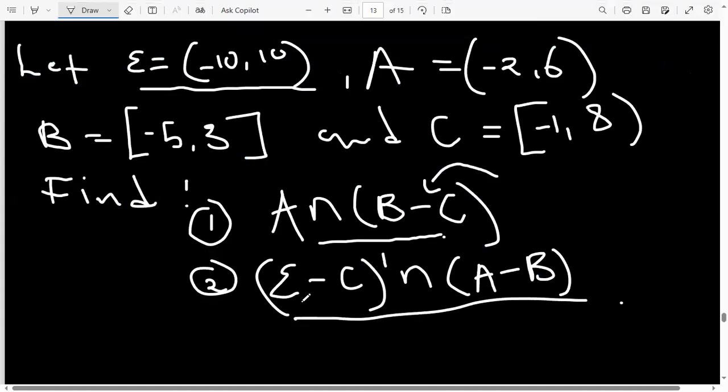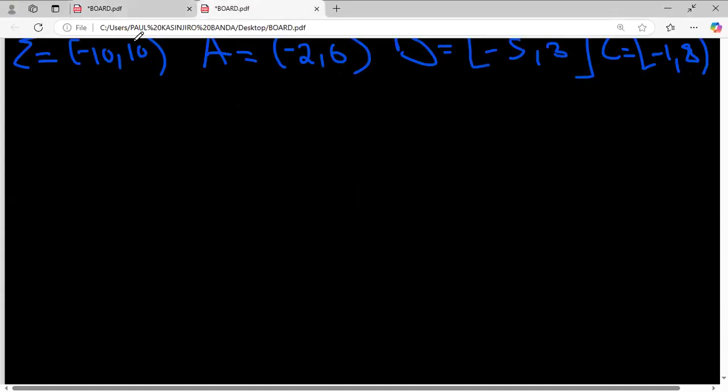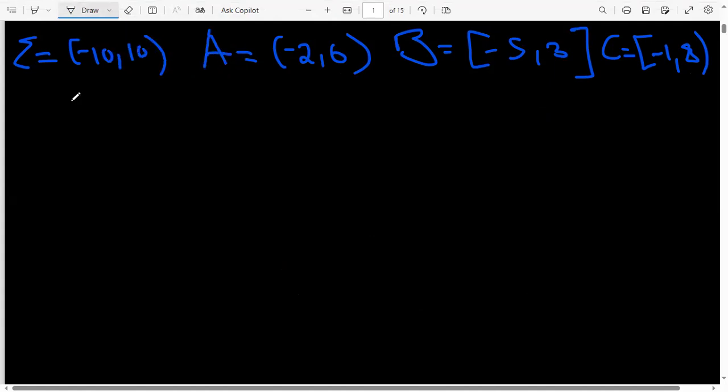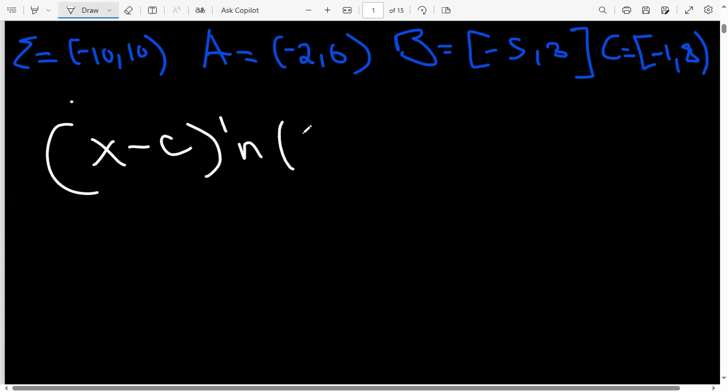So they are saying the universal set intersection C, and then we have the complement outside, and then intersection, and then we have A minus B there. So we need to simplify this set first of all, and then we can plot it on the number line. Let me use white. So we have X minus C complement intersection A minus B.